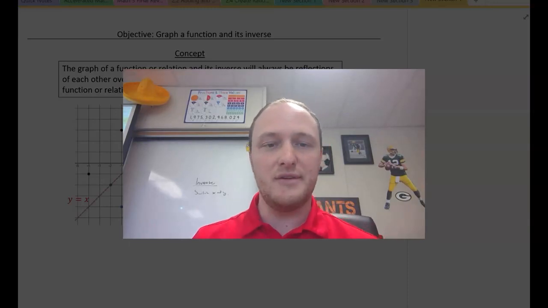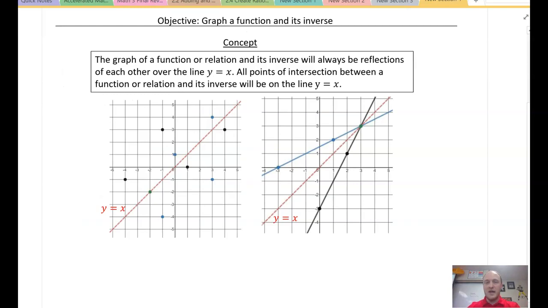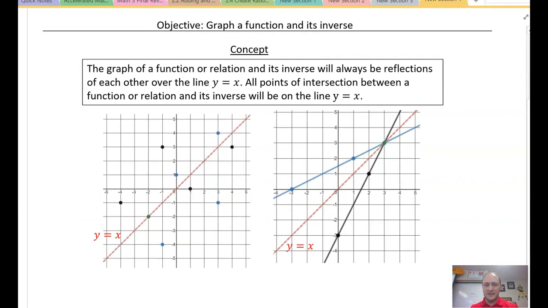All right, so without any further ado, the concept for this lesson is going back to an inverse. So how do you find an inverse? Well, you're going to switch x and you're going to switch y. So when you're graphing, it's a good idea for inverses to plot the line y equals x, and you'll see it here in a dashed line. This line is significant because if any of the points intersect, it's going to occur on this line.